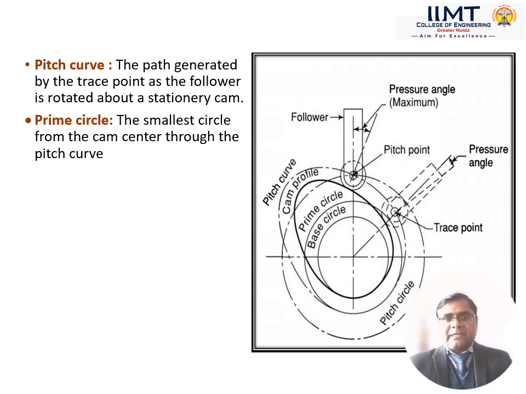Next one is the prime circle. Prime circle is basically the smallest circle from the center of the cam through the pitch curve. Yeah, we can say that it is the minimum radius circle which touches the pitch curve.